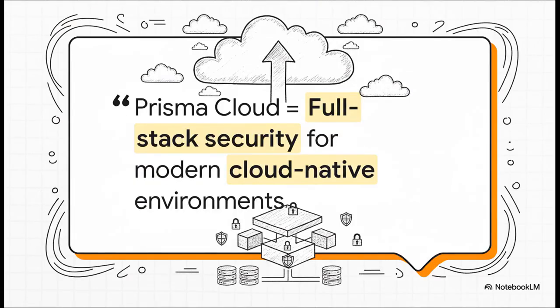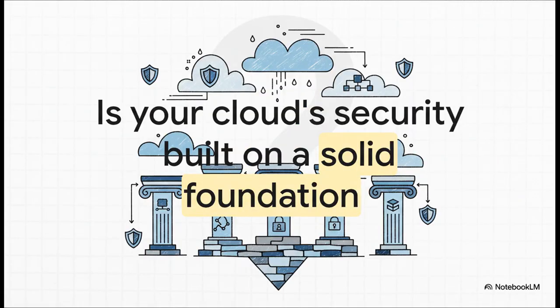If you're going to remember just one thing from all this, let it be this quote right here. At its heart, Prisma Cloud is about providing full-stack security for modern cloud-native environments. It's designed to protect everything from the ground up, from the infrastructure to the application code itself. And that's our 5-minute breakdown of Prisma Cloud.